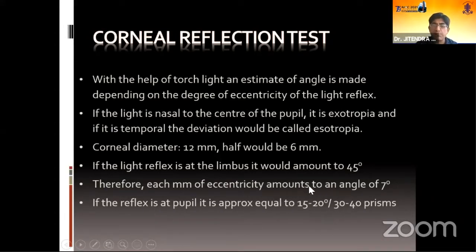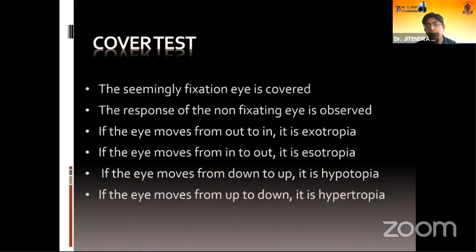And if the reflex is at the pupil margin, you can say that it is around 15 to 20 degrees. So this is just a brief way of finding out whether it is eso or exo. It may be pseudo strabismus in corneal reflection test. And so the gold standard comes back to cover test.